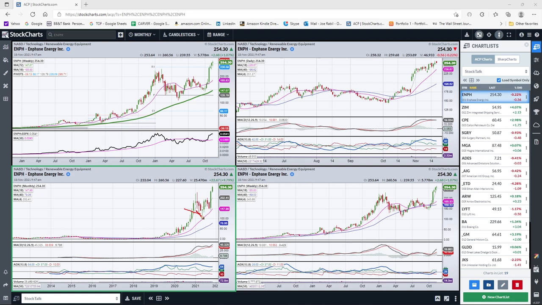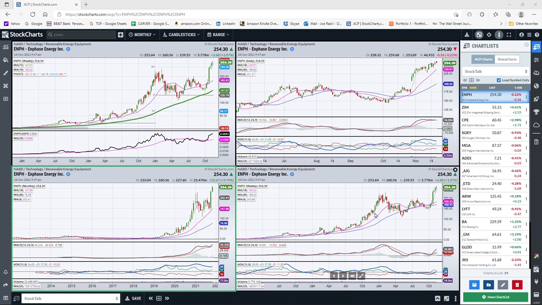And if we look at this Enphase on a monthly pulling back to a rising 18 and we get this bottoming tail, I mean, that's giving us a significant amount of evidence that we can use to our advantage over the course of the next month or two. We know that there's pretty good underlying support. So we want to keep that in mind.